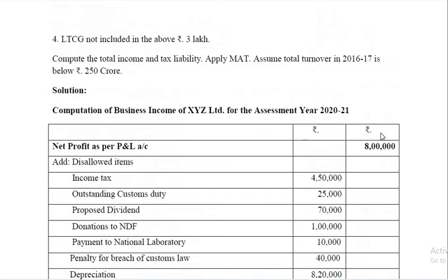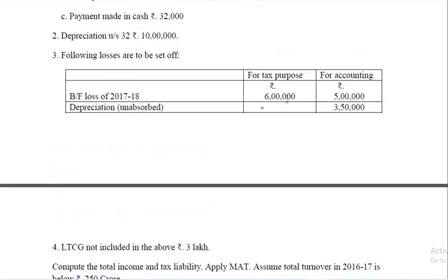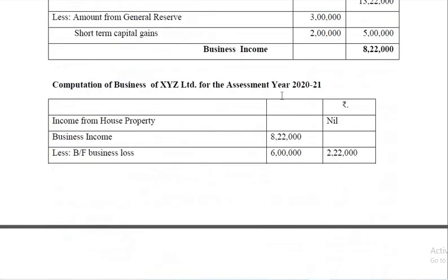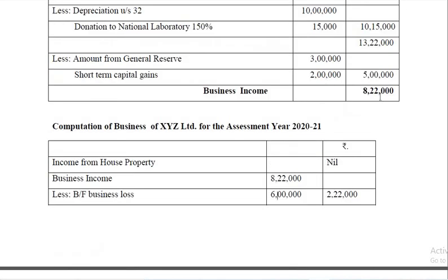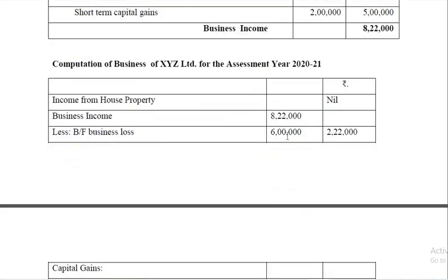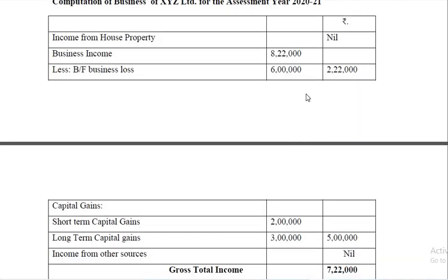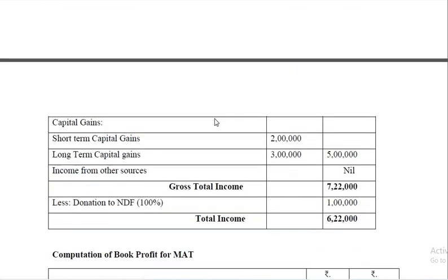But here you find brought forward business loss of 6 lakh. This can be set off here. Either you can set off here and calculate the net business income, or you can set off here while computing total income. There is no hard and fast rule. So 6 lakh is deducted. So remaining or residual amount is 2,22,000.